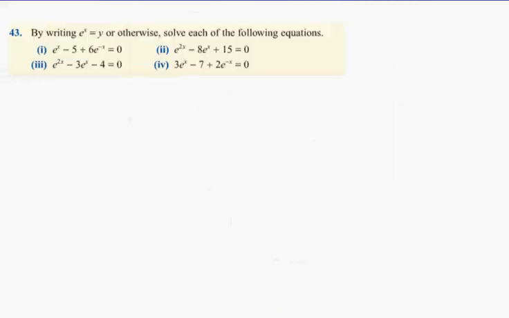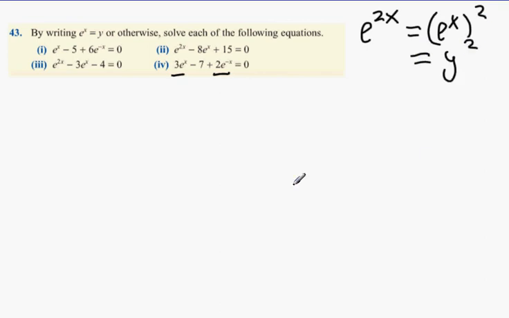Okay. Last iteration. Alright guys, I'll take the last one. Quiet, alright? I'm also going to write down one thing here. e to the 2x equals e to the x squared. That's y squared. You're going to need that later on. Now, I'm going to do this one here. 3e to the x minus 7 plus 2.